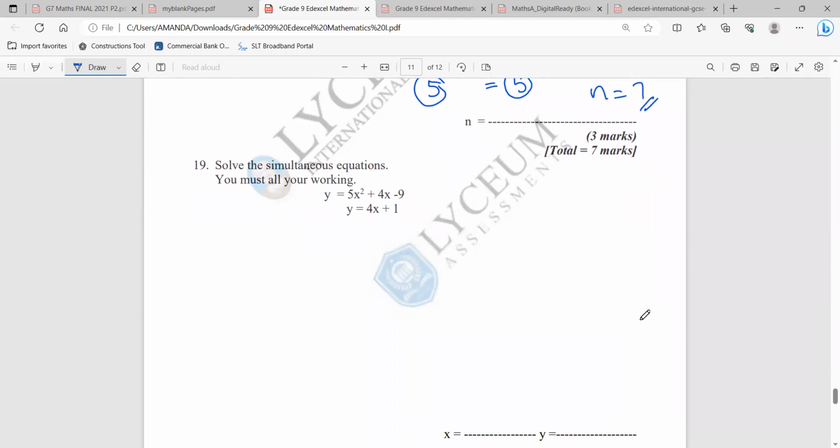Okay, solve the simultaneous equations in question 19. You must show all your work. You have to show all the workings. How do we do this? Okay, solve the simultaneous equations. Let's say this one is 1. I'm just seeing this for the first time as well.